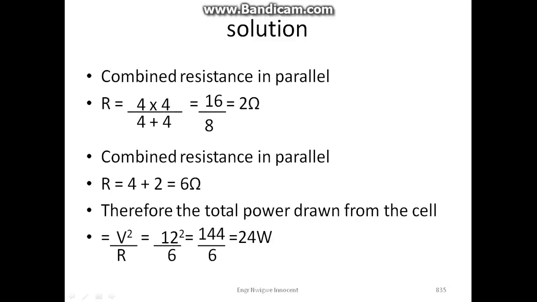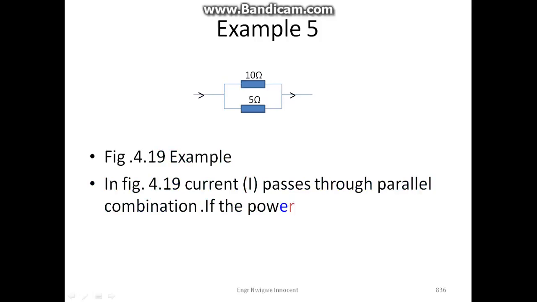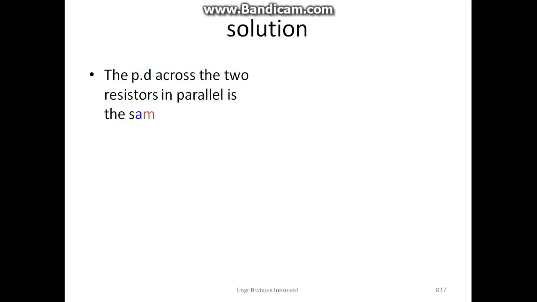Example 5. Looking at figure 4.19 diagram example. In figure 4.19, current I passes through a parallel combination. If the power dissipated in the 5 ohm resistor is 40 watts, calculate the power dissipated in the 10 ohm resistor. Solution. The potential difference across the two resistors in parallel is the same.